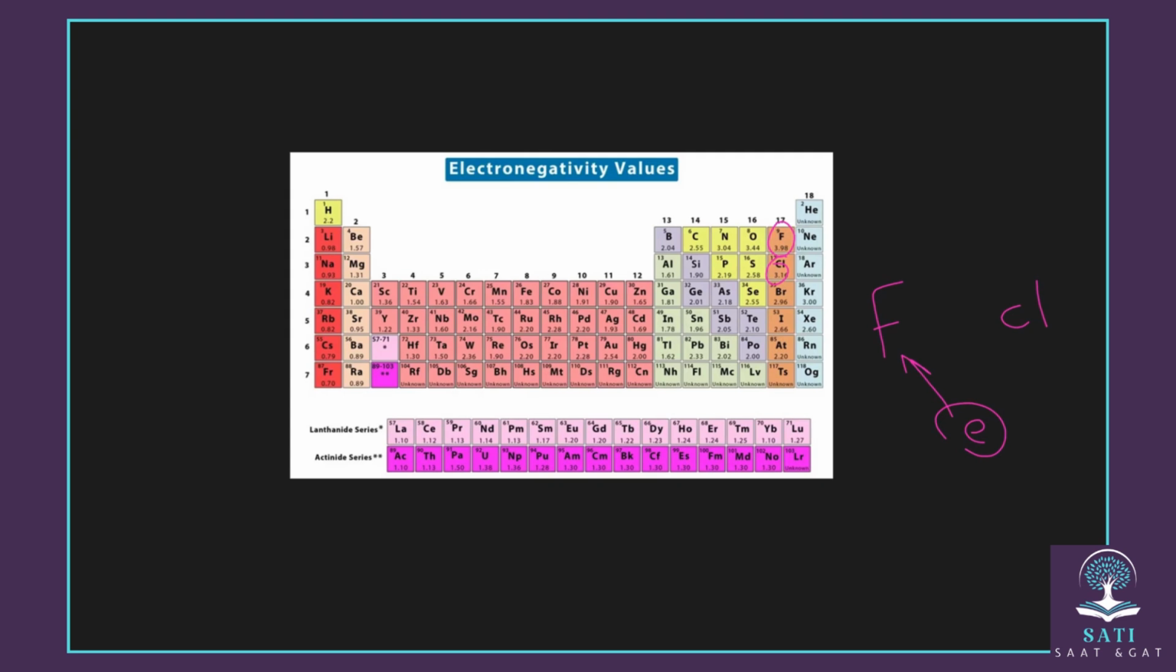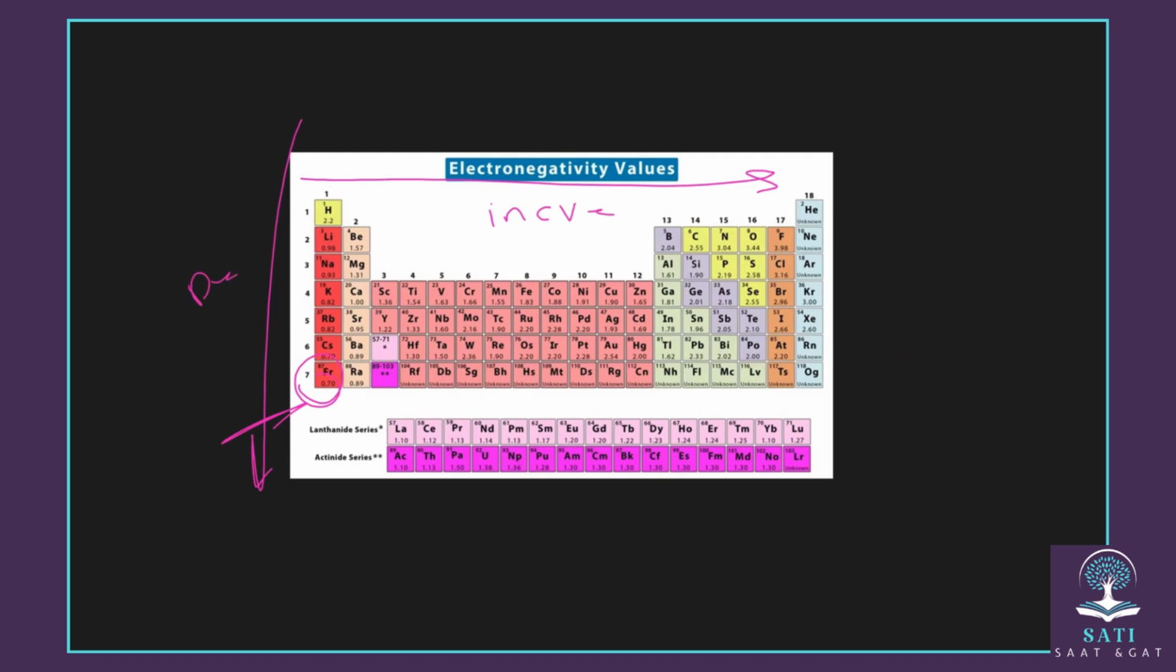As you see here from the periodic table, fluorine has the highest electronegativity of all the periodic table. While, which one is this one? As you see, francium is the least. So if you go to the right, what will happen? Electronegativity will increase. But if you go down the periodic table, it will decrease. So francium will be the least and fluorine will have the highest electronegativity.